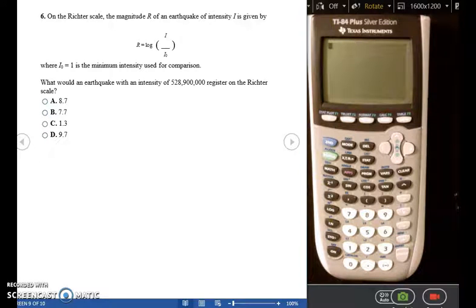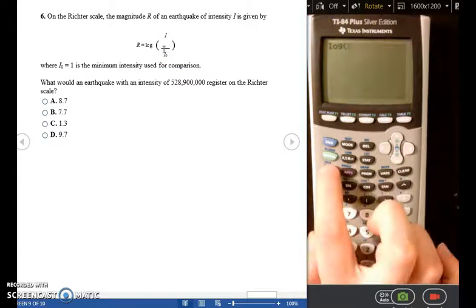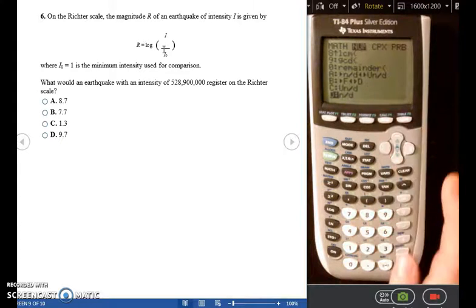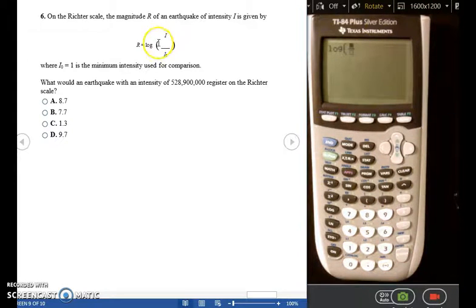And so this next question is just taking the information in the problem and filling it into the formula. And so here it's telling me that I sub 0 is 1, and that the intensity, which is I, is 528,900,000. And so I'm going to fill that in to the log. So I'm going to press log, and then I'm going to go into math, number, and scroll down to get to the fraction at the very bottom and fill those numbers into the fraction.